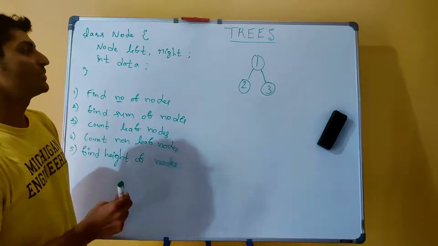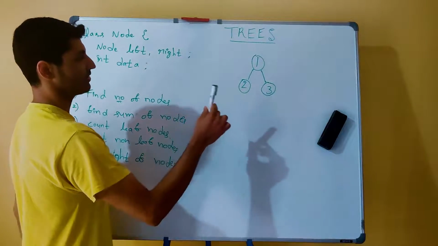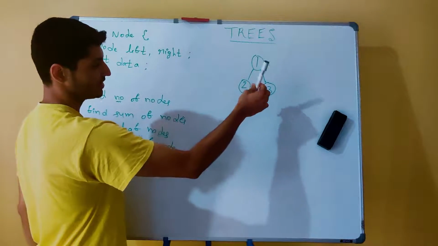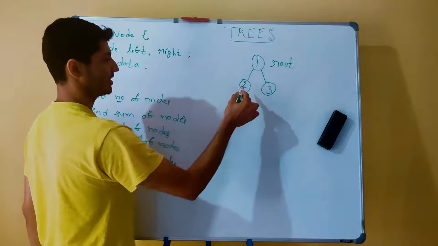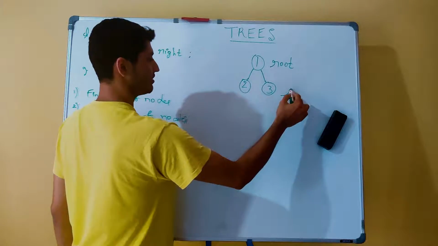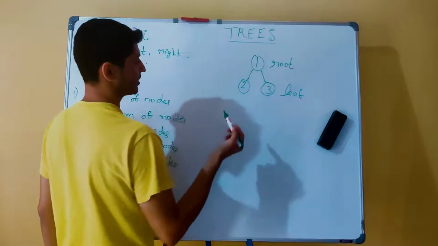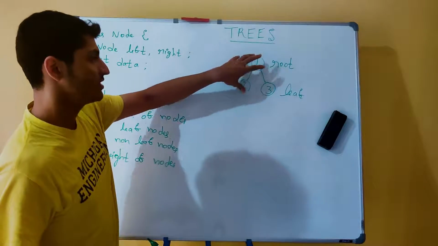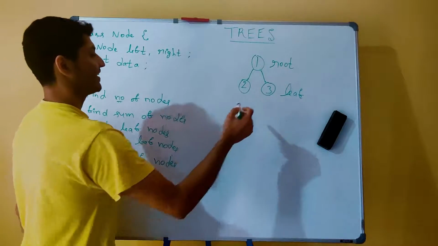Now coming to basic terms related to the tree concept. The starting node is called the root node. The nodes which do not have any children are called leaf nodes. And a node which is not a leaf is called a non-leaf node.